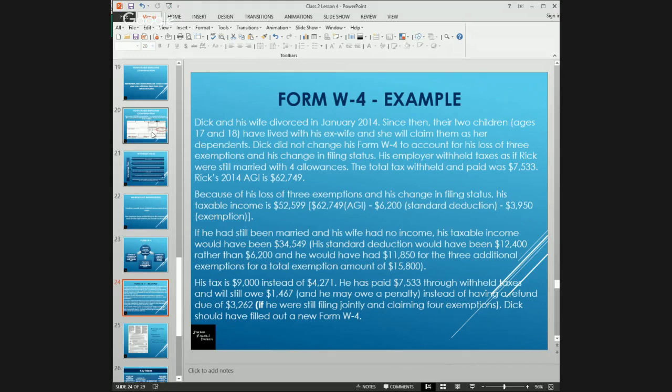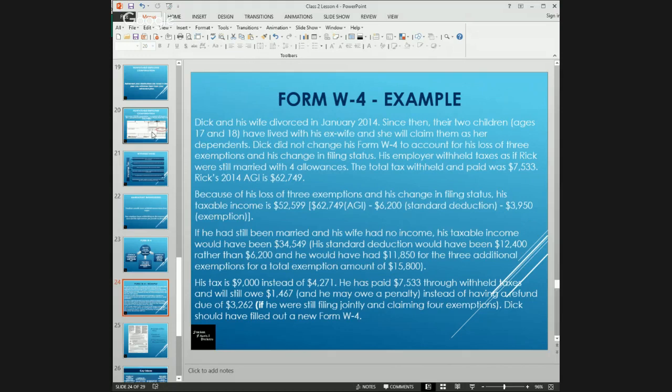The total tax that was withheld and paid was $7,533. In 2014, his AGI was $62,749. Because of his loss of 3 exemptions and his change in filing status, his taxable income is $52,000. $52,000 is related to the standard deduction and the single exemption for himself.